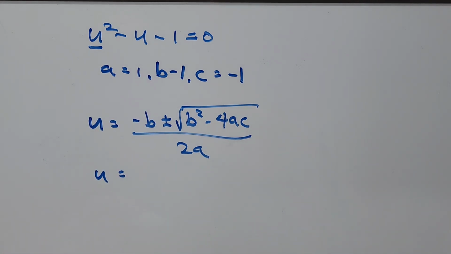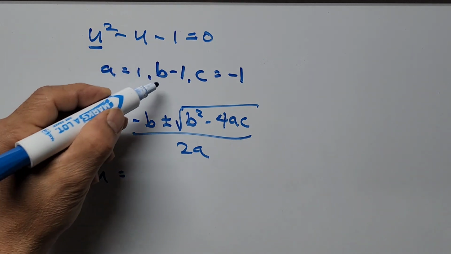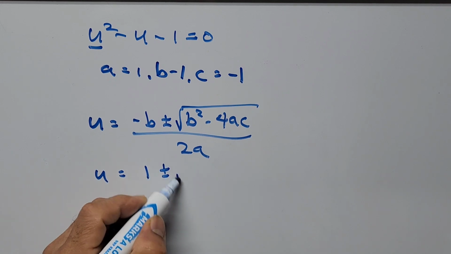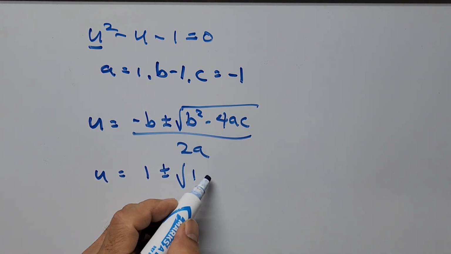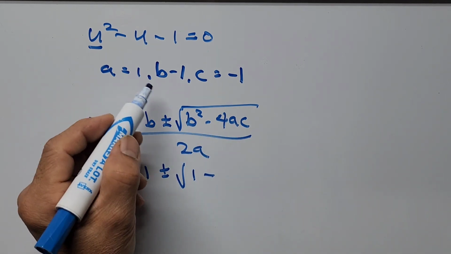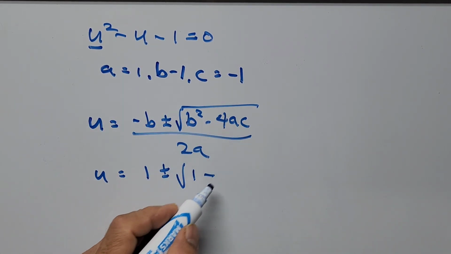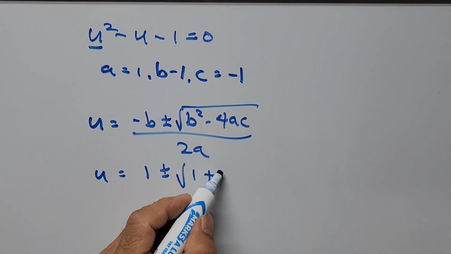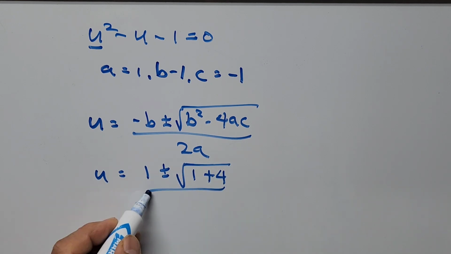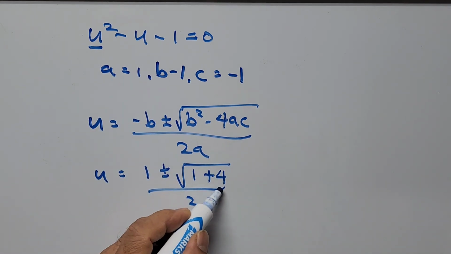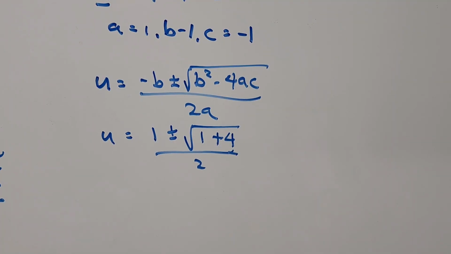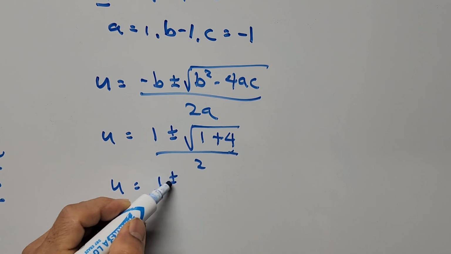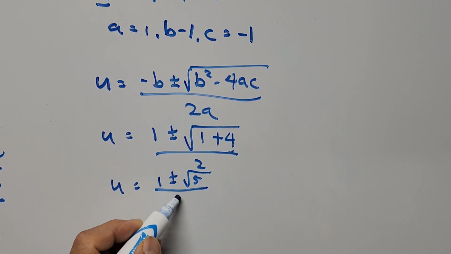So for the value of u, minus b is minus -1, so negative times negative becomes +1, right? Plus or minus square root of b squared, -1 squared is 1, minus 4 times a, which is 1, and c is -1, so 4 times -1. So this becomes positive 4. Divided by 2 times a, which is 1, so that's 2. And so here we have two values of u. This is equal to 1 plus or minus square root of 5 divided by 2.